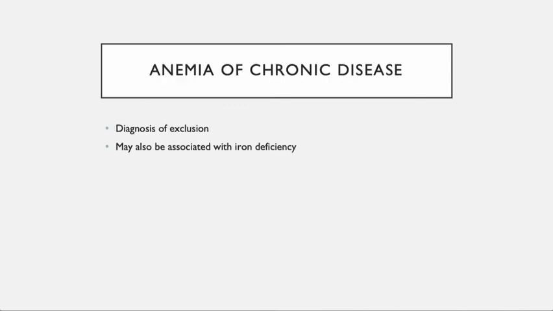Anemia of chronic disease is really a diagnosis of exclusion. It may be associated with iron deficiency as well, but renally induced anemia and other anemias of chronic disease, we make that diagnosis after we figure out that it's not any of these other forms.